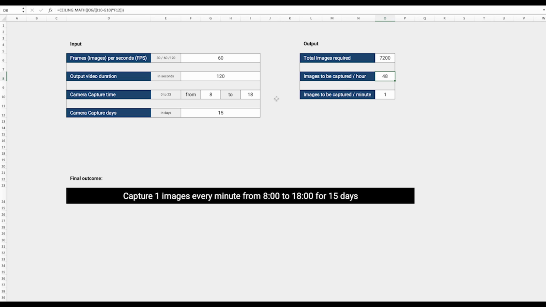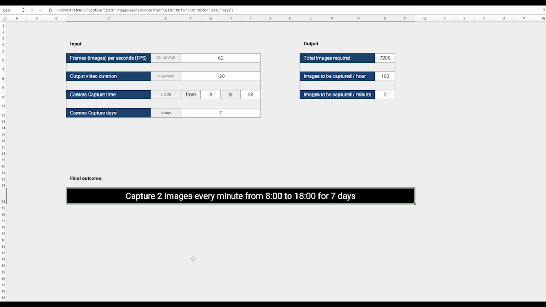Actually, I want this for 7 days. So yeah, the images to be captured would be approximately 103. And the images to be captured per minute is 2. So every minute I want 2 images. It tells me that I want to capture 2 images every minute from 8 AM to 6 PM for 7 days. So that means I can capture an image every 30 seconds from 8 AM to 6 PM for 7 days.